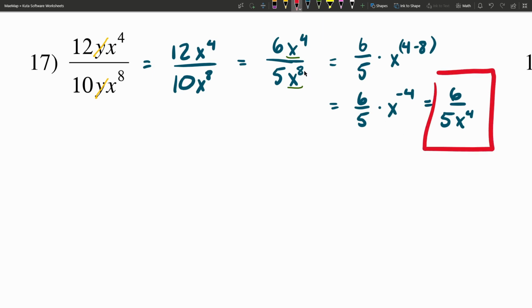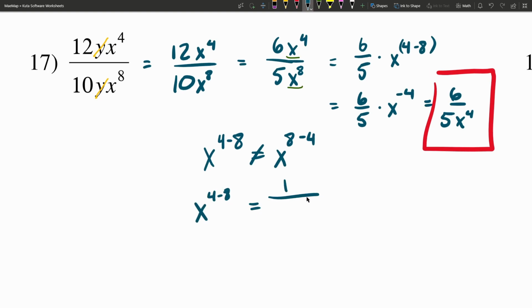Now remember at the start where we talked about how the order matters in which way you subtract. So x to the 4 minus 8 is not the same thing as x to the 8 minus 4. However, x to the 4 minus 8 is the same as 1 over x to the 8 minus 4. Think about that for a second. So remembering this, if you really don't want to deal with negative exponents, figure out which exponent is largest and just write your subtraction where that occurs.